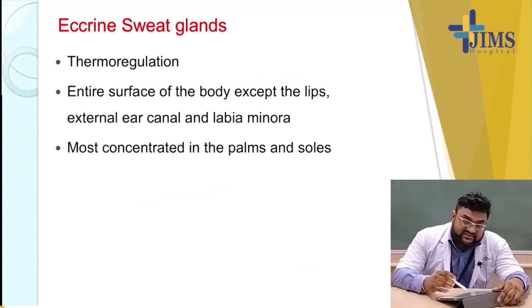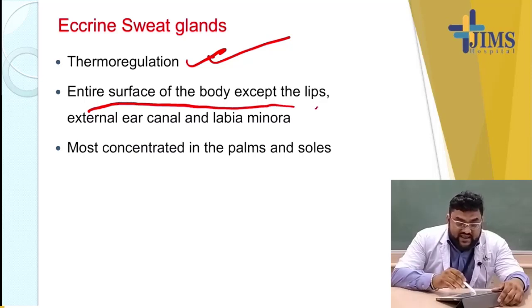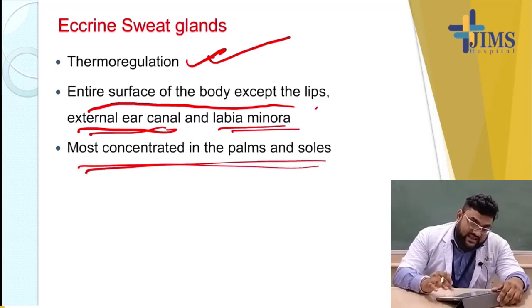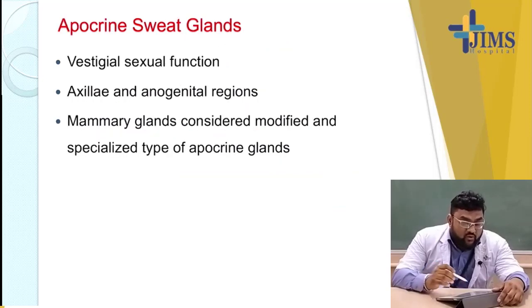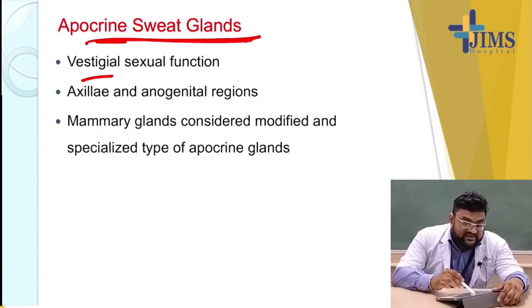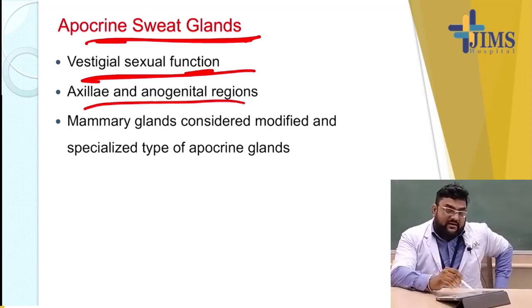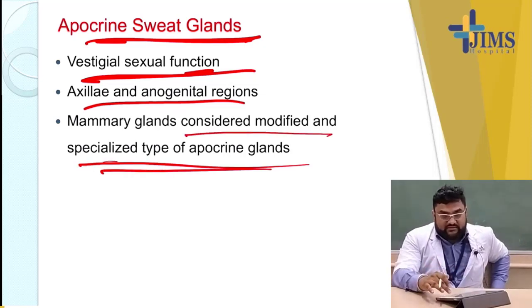Now coming to eccrine sweat glands, these are mainly related to thermoregulation. They are found on the entire surface of the body except the lips, external ear canal, and the labia minora. They are most concentrated in the palms and soles. And these eccrine sweat glands mainly open onto the skin surface. We have the apocrine sweat glands, which are vestigial sexual organs. They are found in the axilla and the anogenital region, and the mammary glands are considered a modified and specialized type of apocrine gland.